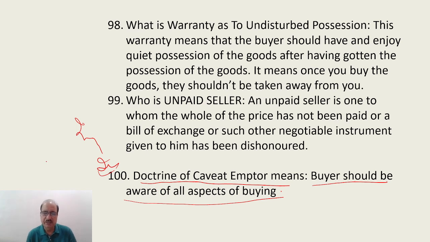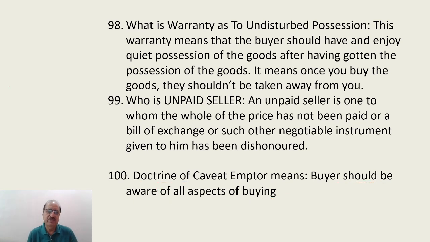But it doesn't mean the seller will be free. But if there are inherent defects which cannot be seen with the naked eyes, then seller is responsible. So 100 number question, very important. Doctrine of caveat emptor means buyer should be aware of all aspects of buying. So we have done 98, 99, 100. So these were the 100 questions.